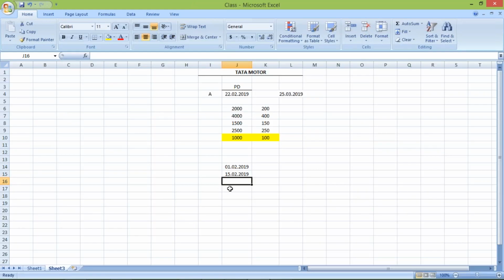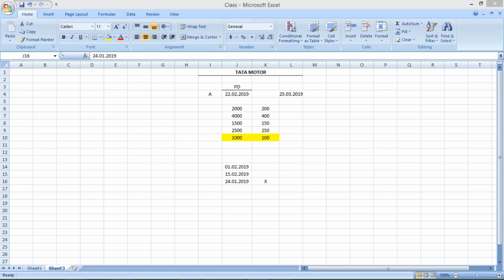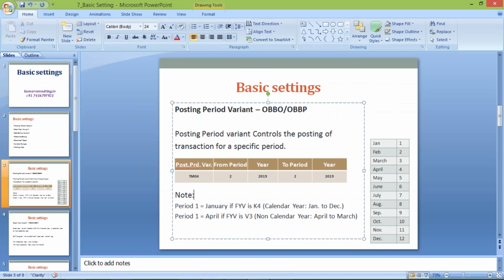But if you post any transaction, let's suppose 24/01/2019, the system will not allow you to post the transaction. Why? Because look here, the month is 01, in the sense this is January. So January is not allowed. Why? Because January month is not open. Only February is open. From period 2 to period 2 means only February.